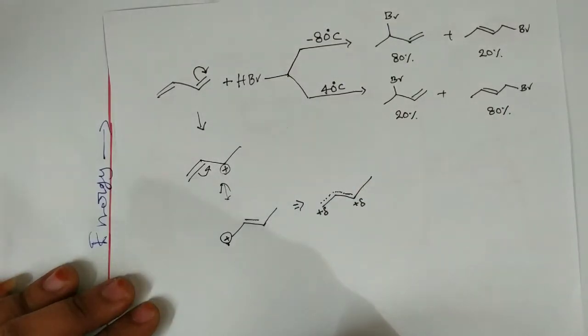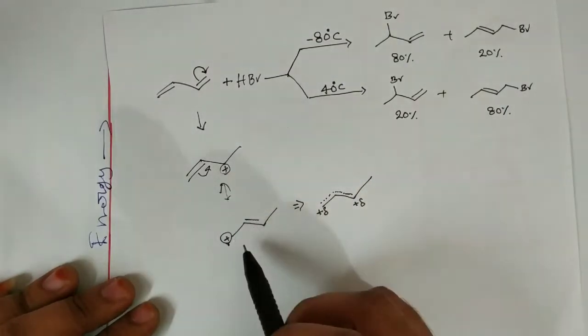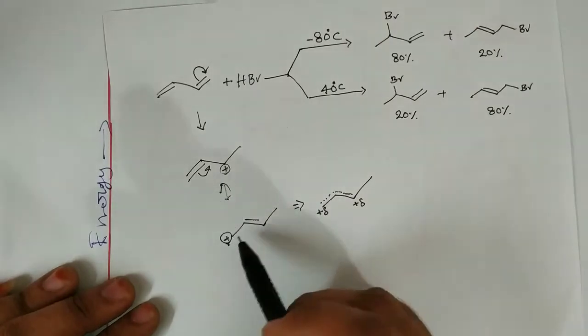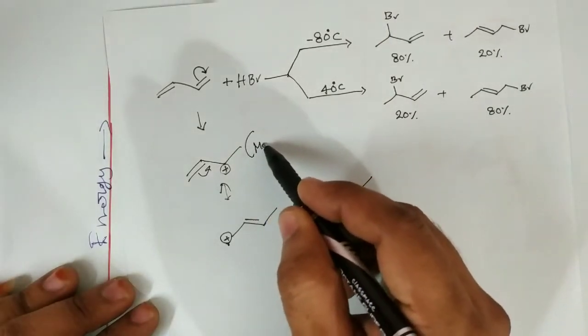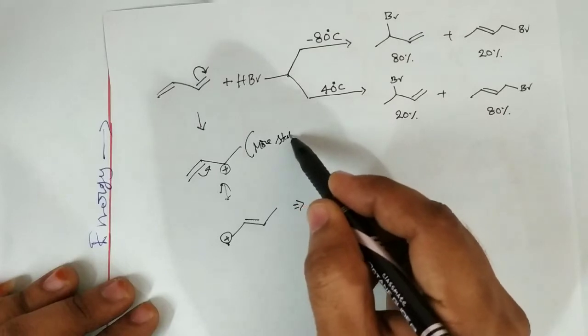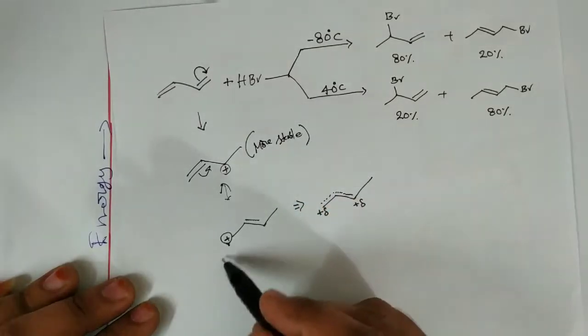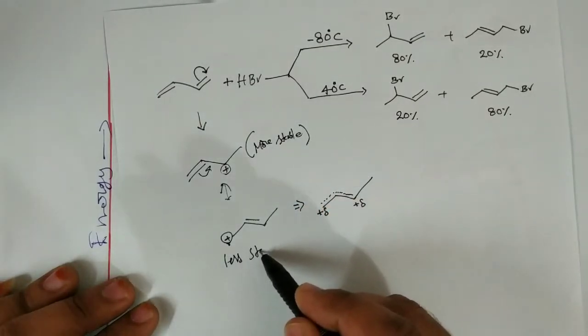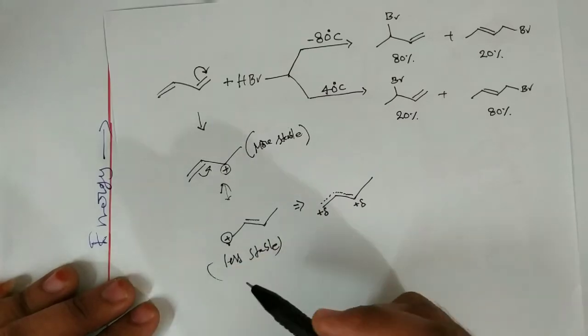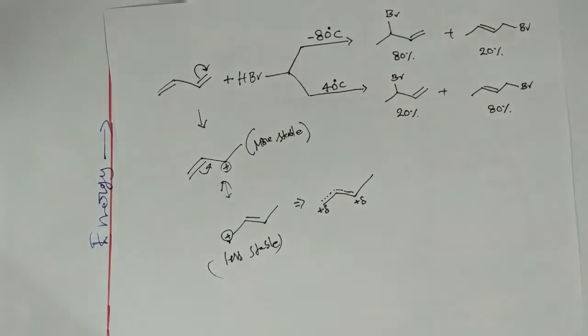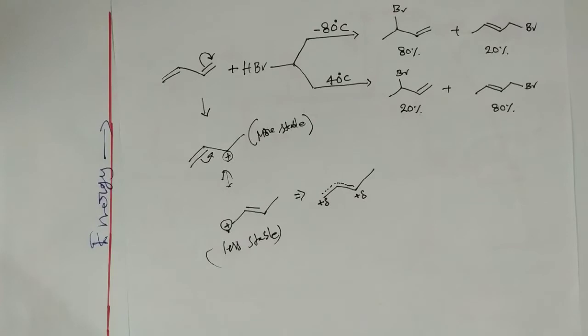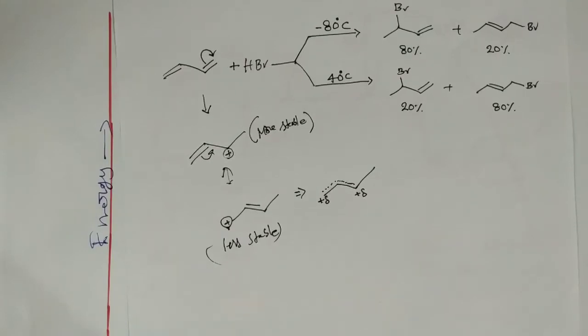Here we have a secondary allyl carbocation and a primary allyl carbocation. Between these two, this one is more stable, compared to that less stable carbocation. Of course both are stable because they are stabilized by resonance, but the secondary allyl carbocation is more stable than the primary allyl carbocation.